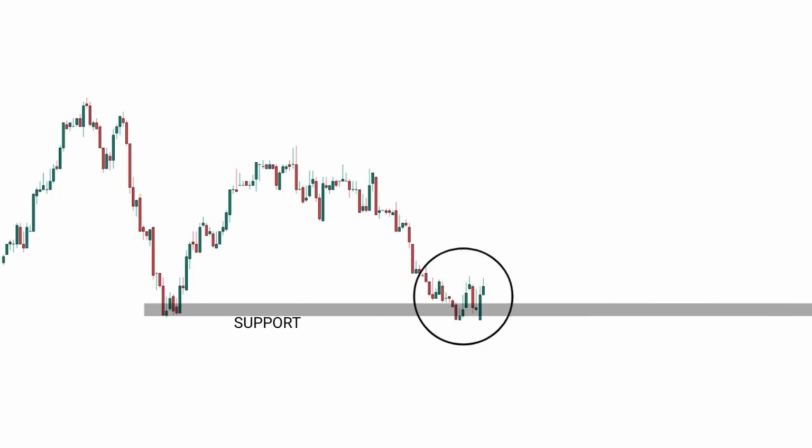For example, suppose we have a key support level. Price revisits this level and forms a double bottom pattern. According to the pattern, once price breaks the neckline, it indicates a possible bullish reversal, and we can look for entry opportunities.